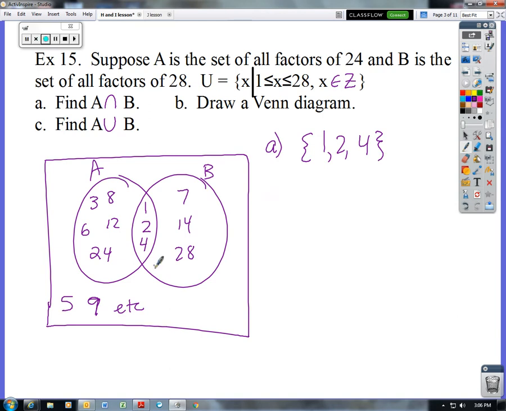B is here. C, A union with B. You're going to list all the elements in A as well as in B, as well as in both: 1, 2, 4, 3, 8, 12, 6, 24. And if we had time, I would do them in order, but again, I'm not going to take your time to do that. So this gives you an idea of how that works.